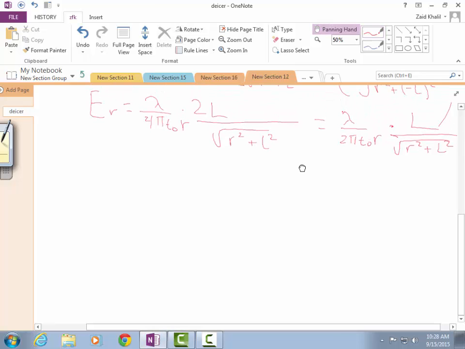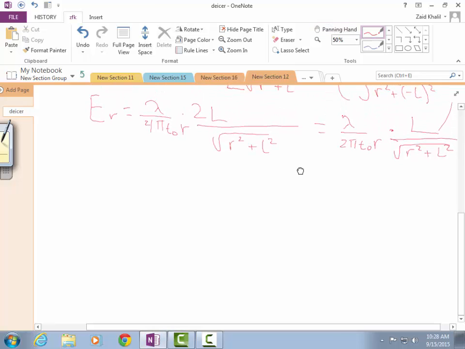So now, we have E_R. We want to find E_R for what point? Where r is much greater than L. And notice, what does that mean? What does that physically mean? Let's see. Aman, what do you think that physically means? Finding the electric field at a point where r is much, much greater than L.